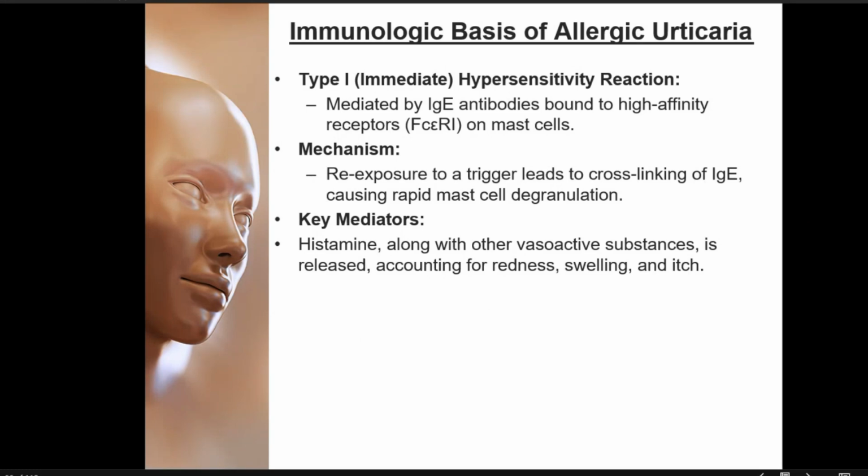Immunologic basis of allergic urticaria. It is a type 1 hypersensitivity reaction mediated by immunoglobulin E antibodies bound to high-affinity receptors on the mast cell. The mechanism is that re-exposure to a trigger leads to cross-linking of the IgE, causing rapid mast cell degranulation. So this is the mechanism by which you can see the immunologic response in allergic urticaria. The key mediator is histamine, along with other vasoactive substances released, accounting for the redness, swelling and itching.